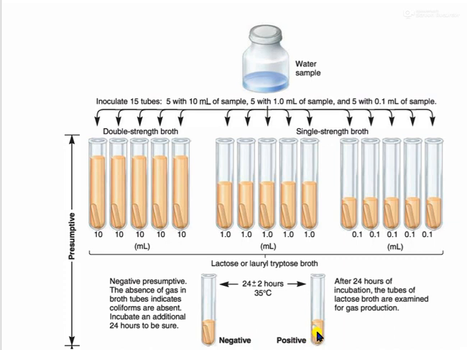If gas is being formed, what happens? There will be a bubble formation. A negative presumptive result immediately indicates the absence of gas in the broth tube, and it will indicate that it is negative. And this tube you have to keep for 24 hours more to make sure that it is found to be negative.